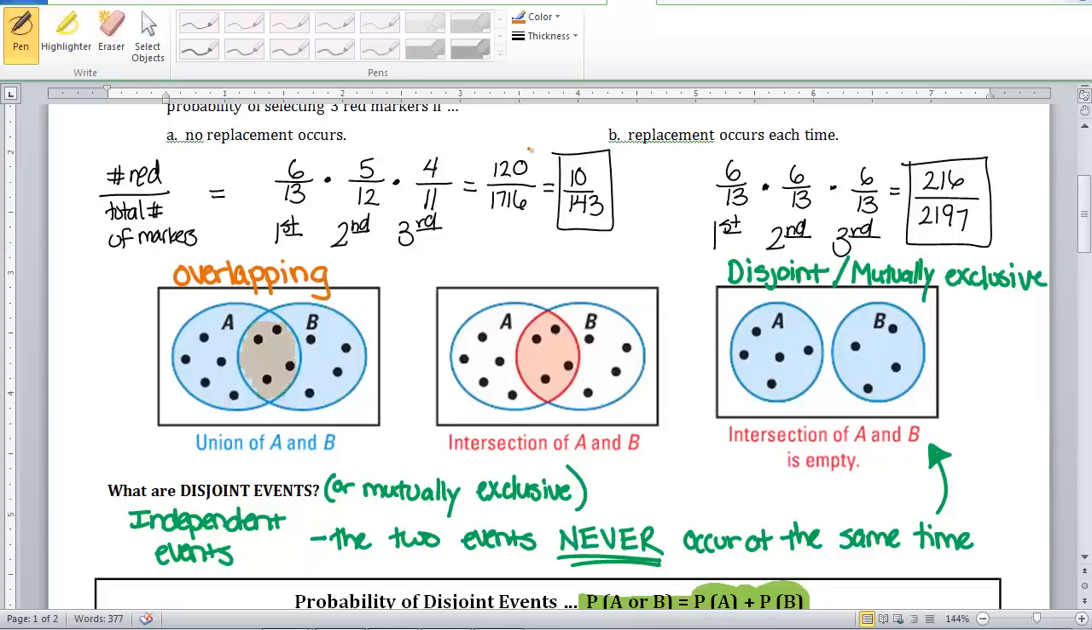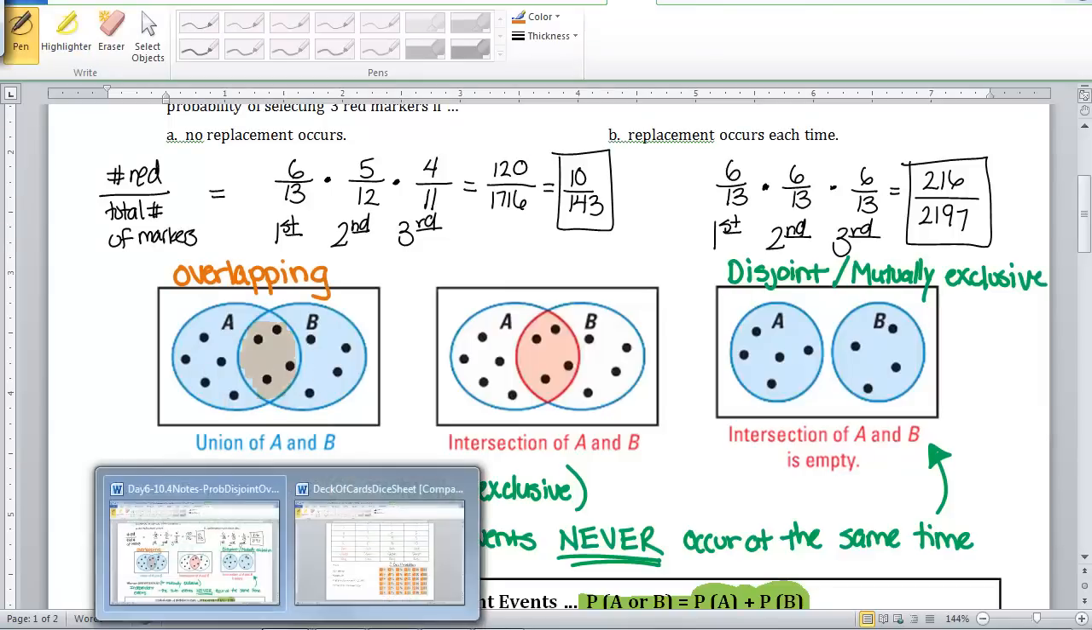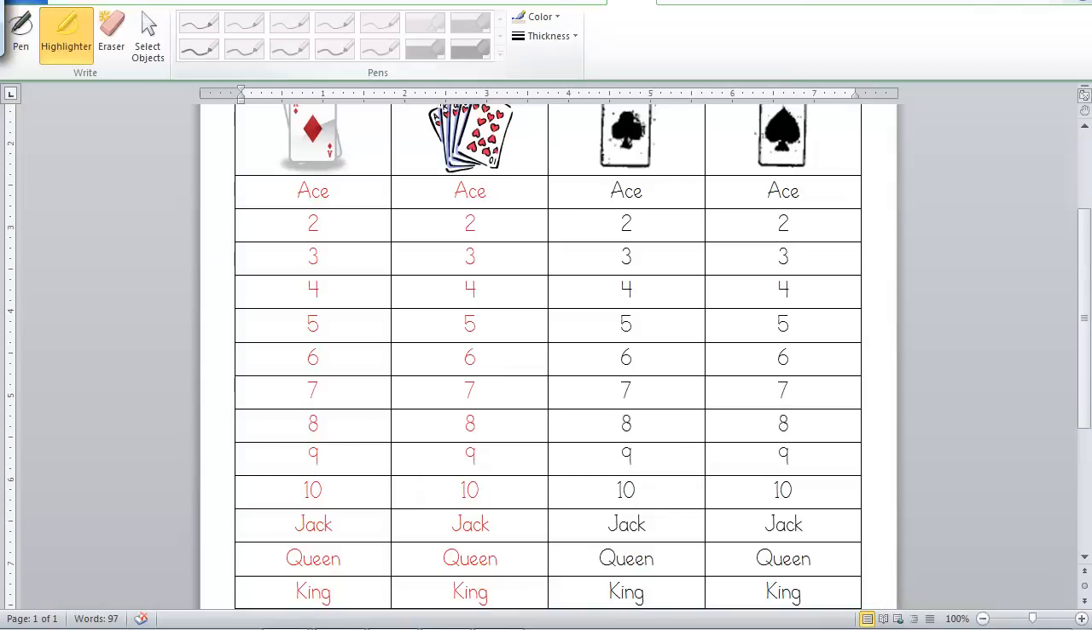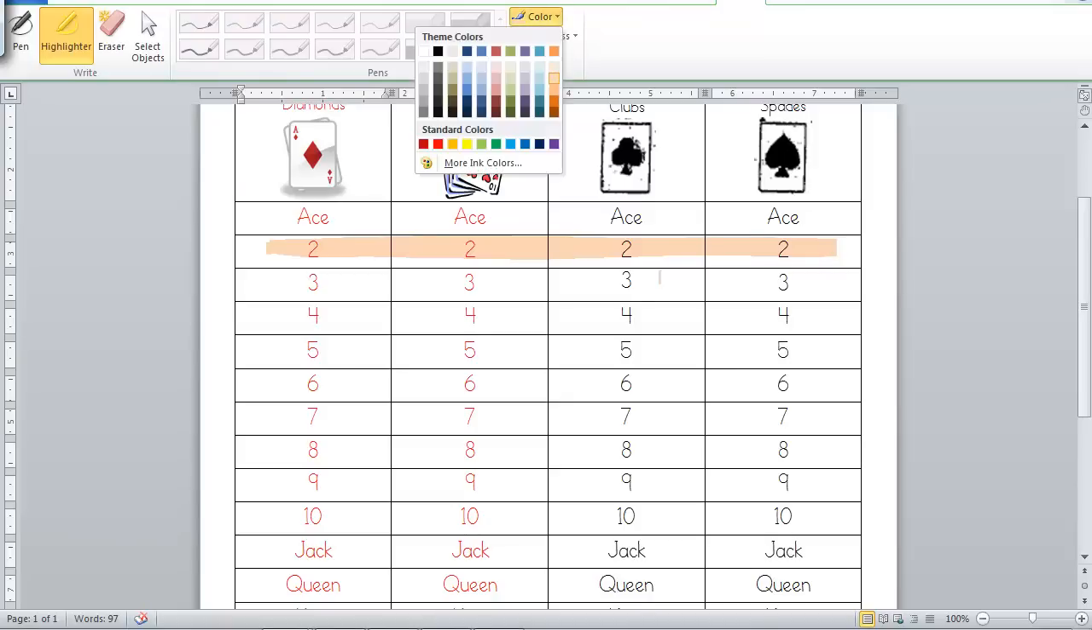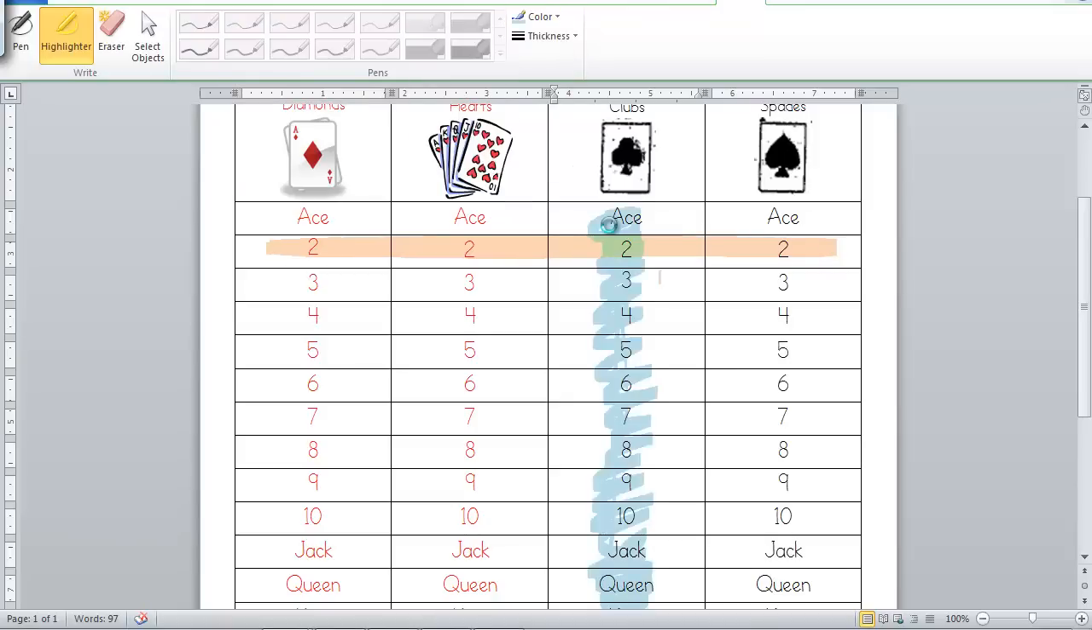Now an example of an overlapping event comes from our deck of cards. If I look at the possibilities, there are times where I could pull a 2 card 4 times, or I could pull a club. If I look at the 2 events, there is actually going to be one place where I would be pulling both a club and a 2. That is the overlapping event.